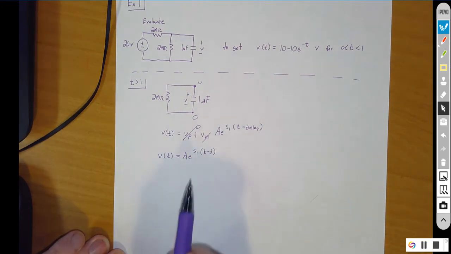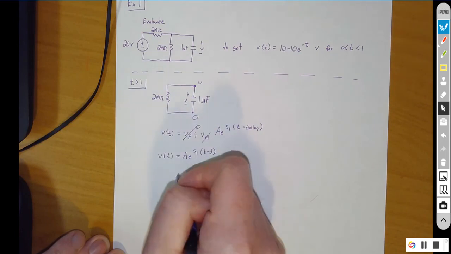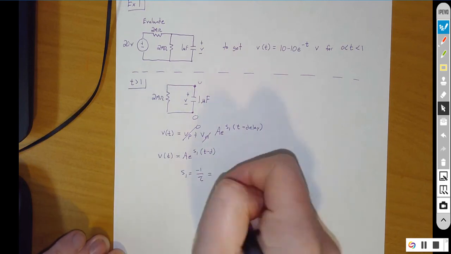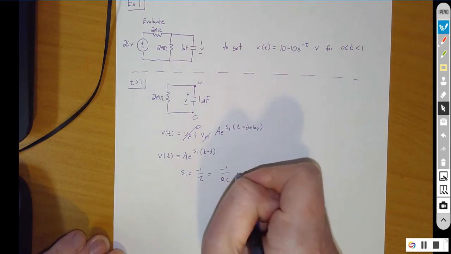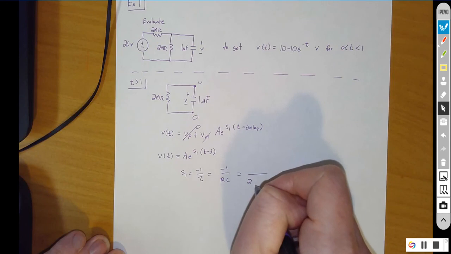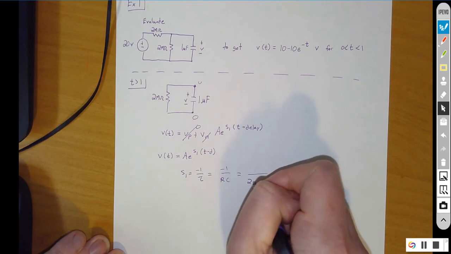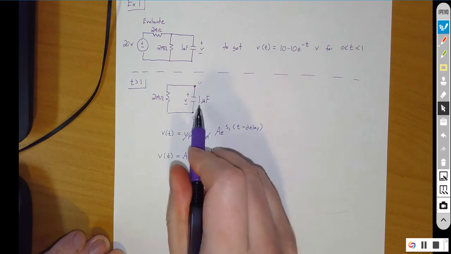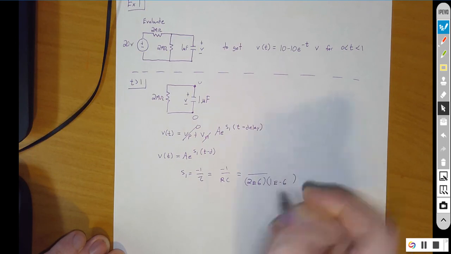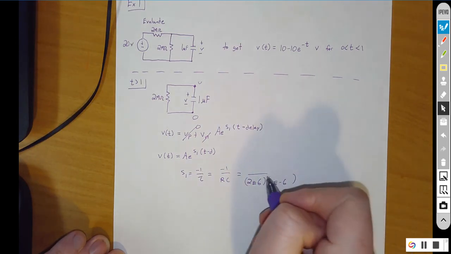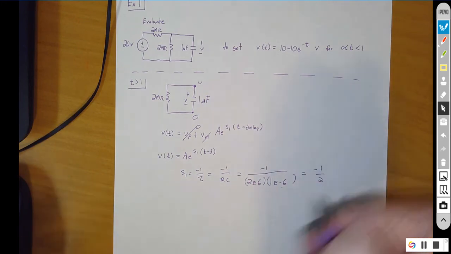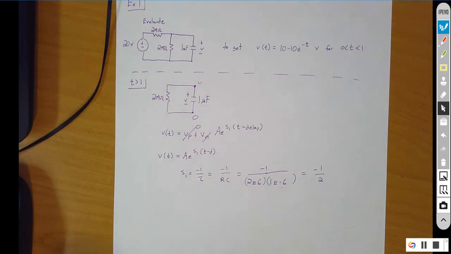And then our S1, we can find that with our differential equation. So S1 is just negative 1 over tau. Tau for this kind of circuit is RC, so negative 1 over RC. Our resistance is 2 mega. Mega is e to the 6. Our capacitor is 1 micro. Micro is e to the negative 6. And so you can see how these two pieces are going to cancel out. So we will get negative 1 over 2. So negative 1/2 will be S1.